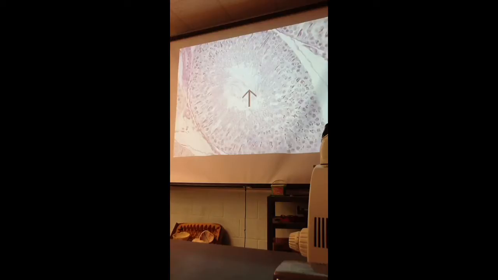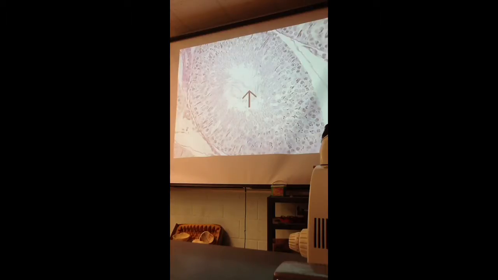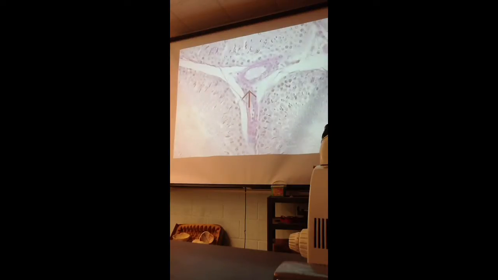Here in the lumen you can see some sperms. I think at this magnification it looks better. Spermatogonia, spermatocytes, spermatids. In the lumen, you can see the sperms with their long tails. And here, in the basal region, you have the basement membrane that forms the blood testis barrier. You can see a blood vessel here.